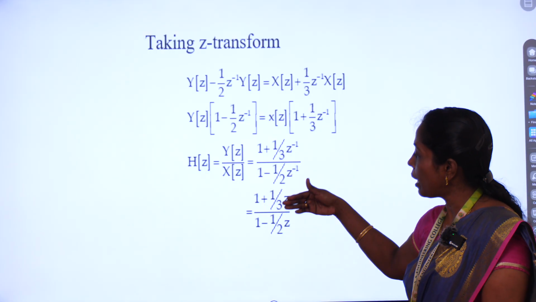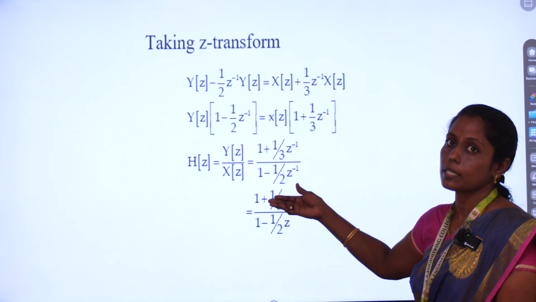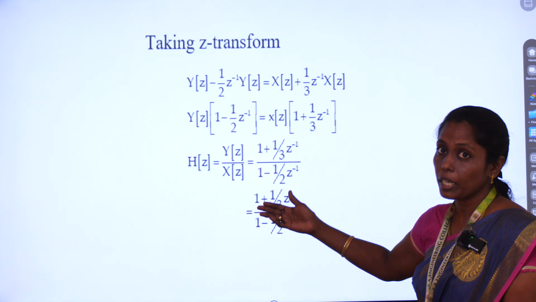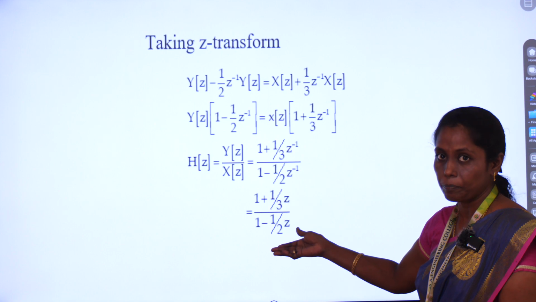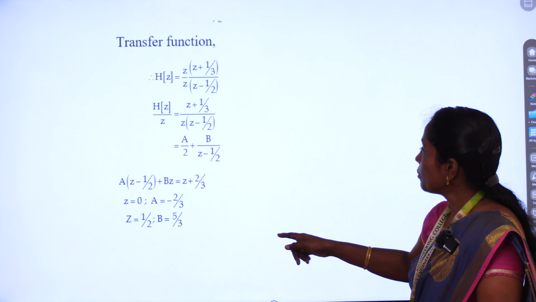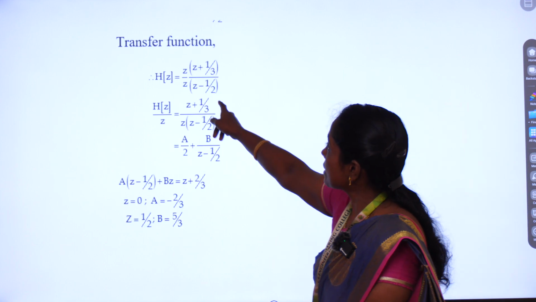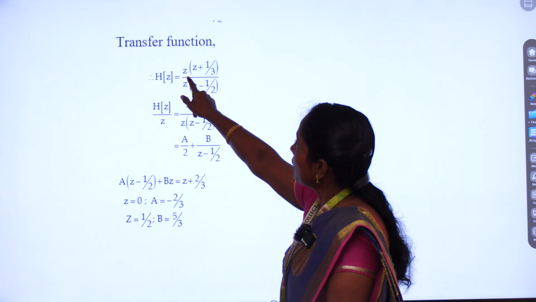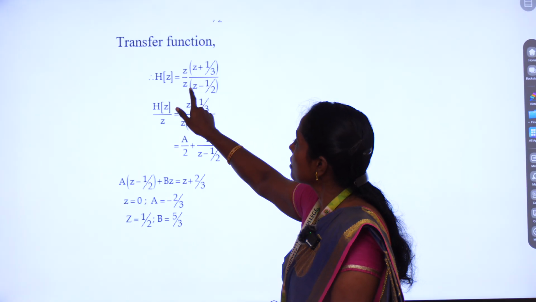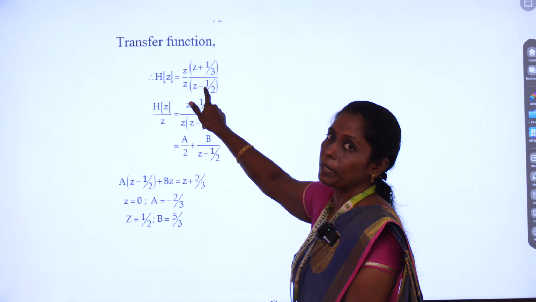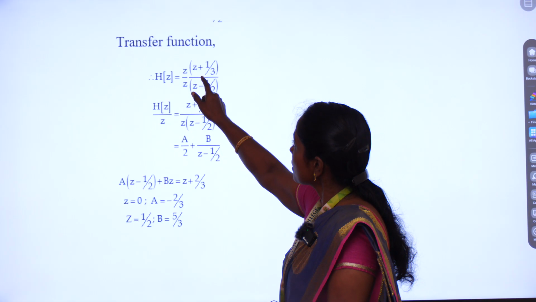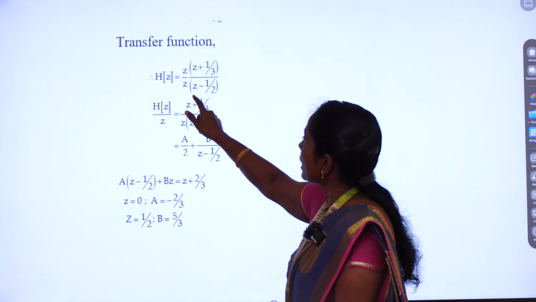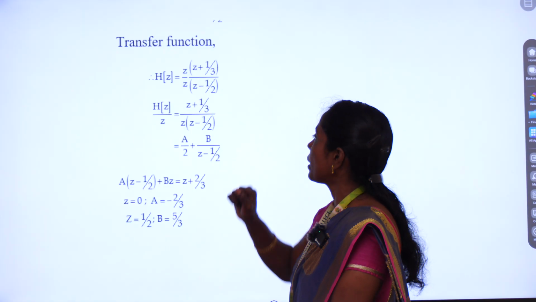So now we have to bring this equation in a standard form so that we can apply the partial fraction equation. So that is our next step. So first let us take z common in the numerator as well as z common in the denominator. So we will be getting z by z, z plus 1 by 3 divided by z minus 1 by 2.